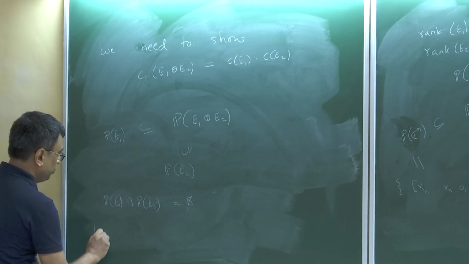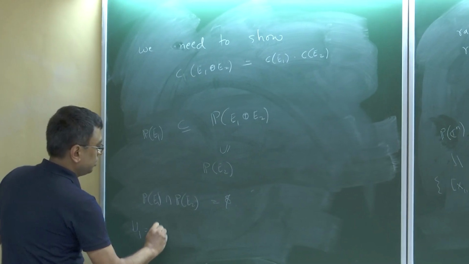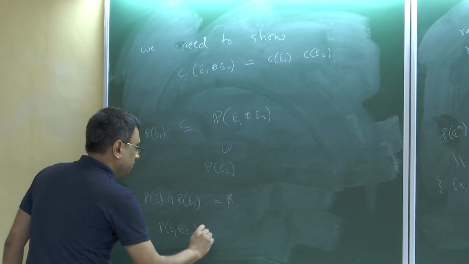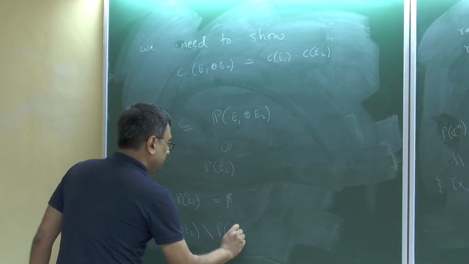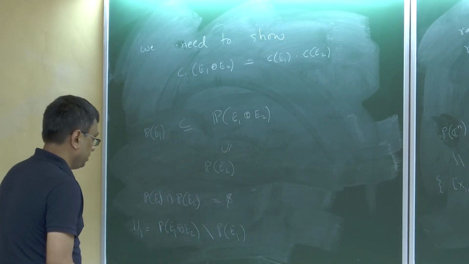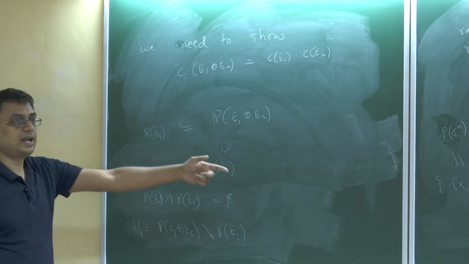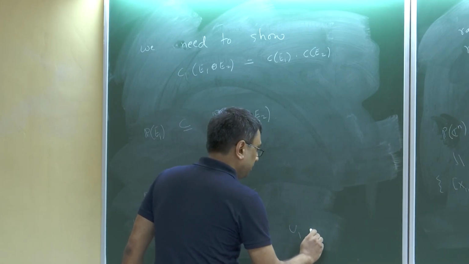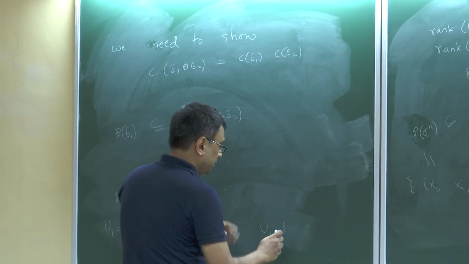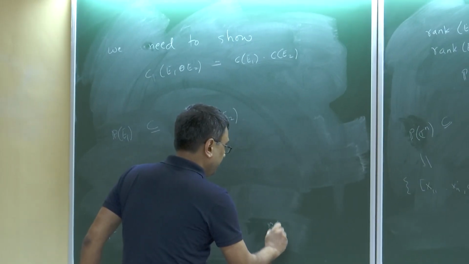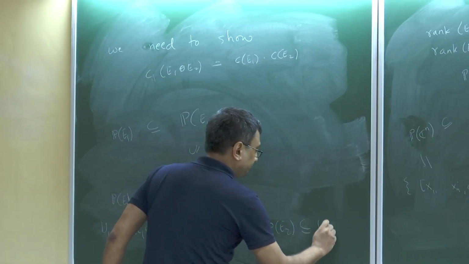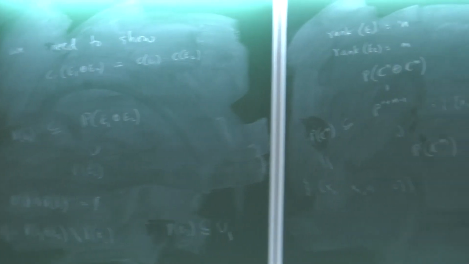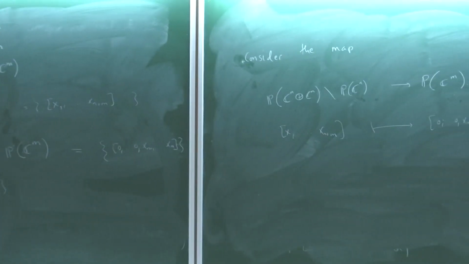So if U1 is P of E1 direct sum E2 minus P of E1, then U1 deformation retracts to P of E2. Okay, then U1 deformation retracts. So basically P of E2 is contained in U1, and this inclusion is actually a homotopy equivalence. In fact, U1 deformation retracts to P of E2.